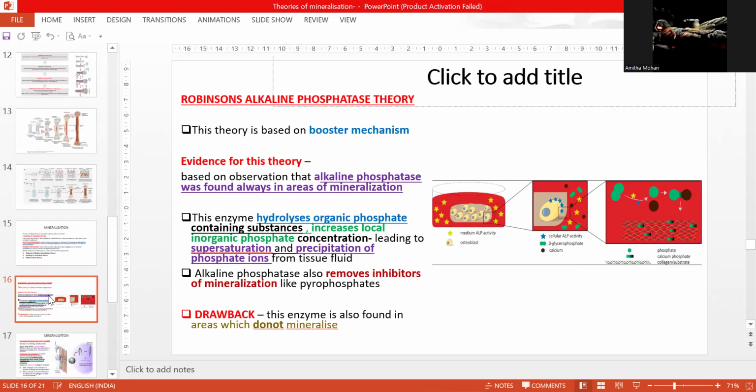Now, Robinson's alkaline phosphatase theory is based on the booster mechanism. Evidence for this theory is based on the observation that alkaline phosphatase was always found in areas of mineralization. This enzyme hydrolyzes the organic phosphate containing substances, resulting in an increase in the level of local inorganic phosphate concentration, leading to supersaturation and precipitation of the phosphate ions from the tissue fluid. Alkaline phosphatase also helps to remove inhibitors of mineralization like pyrophosphate. The drawback of this theory is that this enzyme is also found in areas which do not mineralize.